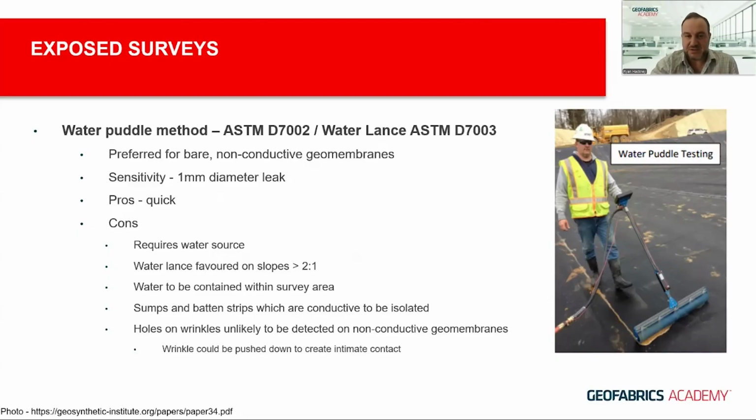So on steeper slopes, you'd use a different method because of the nature of the water moving down the slope and not being able to travel through a hole. You need that continuous flow of water to enable it to penetrate that defect, so the current can then be detected to pass through the defect.